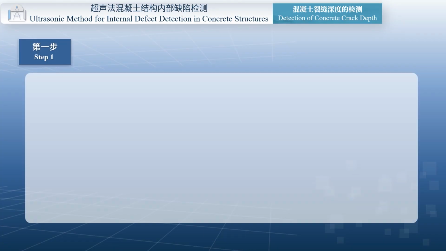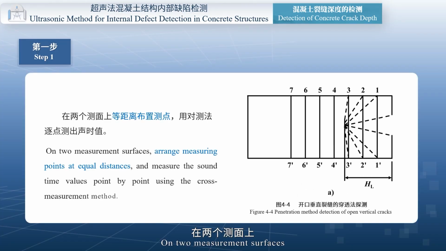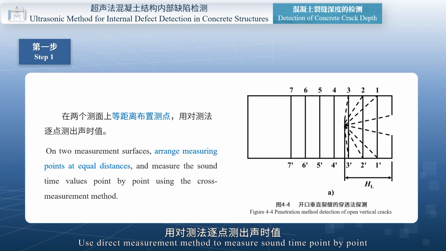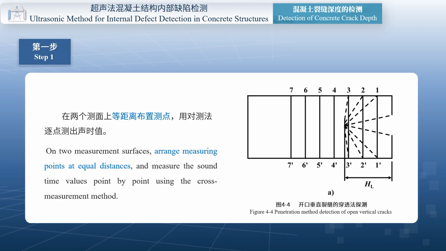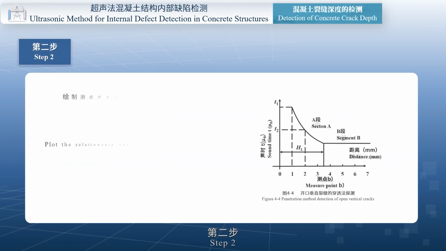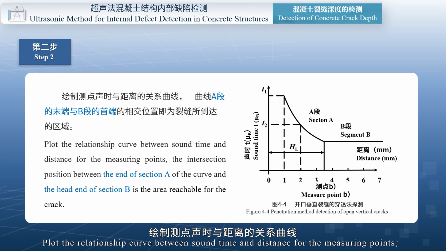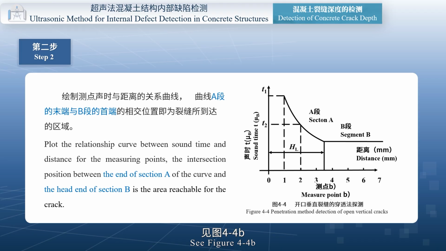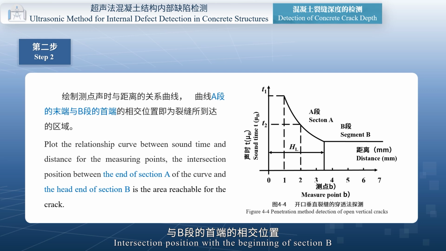Detection steps. Step 1. On the two measurement surfaces, arrange measuring points at equal distances. Use the direct measurement method to measure sound time point by point, as shown in Figure 4-4a. Step 2. Plot the relationship curve between sound time and distance for the measuring points. See Figure 4-4b. The intersection of the end of curve segment A and the beginning of segment B is the area reached by the crack.